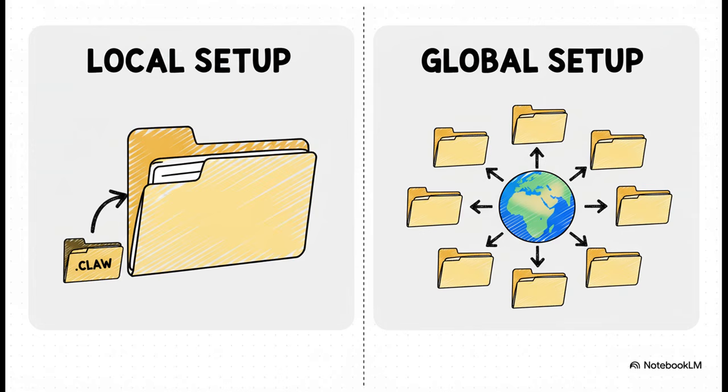Now, you've got 2 ways you can apply these settings. If you want it just for a specific project, you can do a local setup. Just make a little folder called .claw inside your project and drop the settings file in there. Simple. Or, if you want this to be your default for everything, you can do a global setup. You just open your main Claude config file and paste those same 4 lines into the environment block.